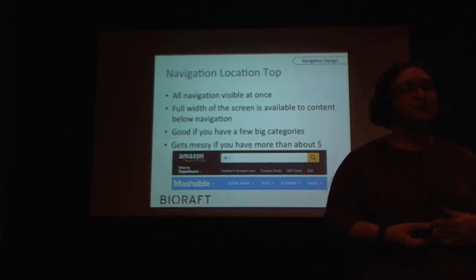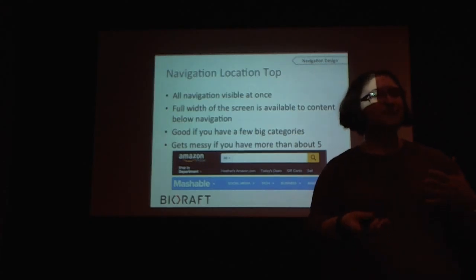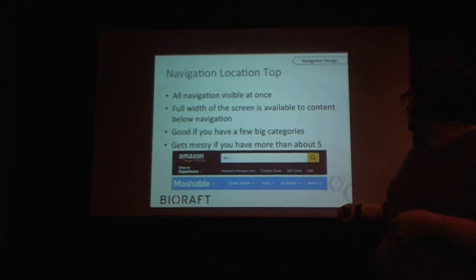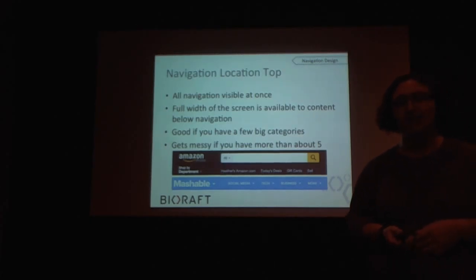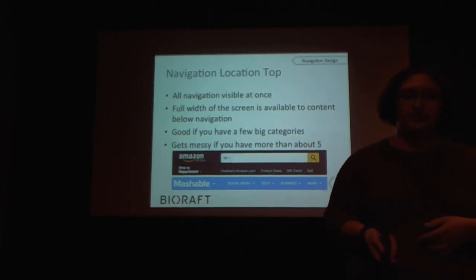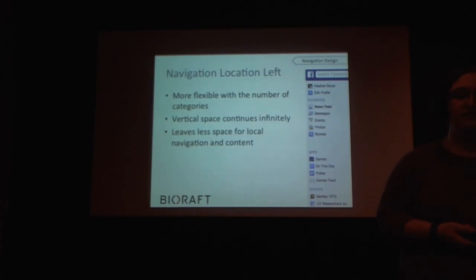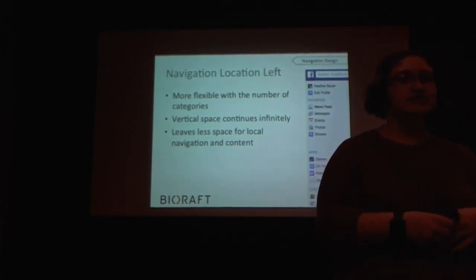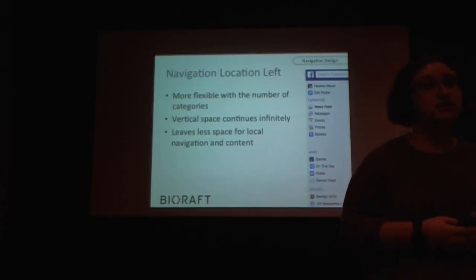It's good if you have a few big categories, but if you get to more than 4 or 5, you end up with the dreaded more. And that just creates another level of navigation that you weren't previously accounting for. And with smaller and smaller screens, really you are limited. So then the other option is navigation location at the left. This means that your vertical space can continue as long as people are willing to scroll. So that means you can have more categories, but it leaves less space for the local navigation and content on the page.